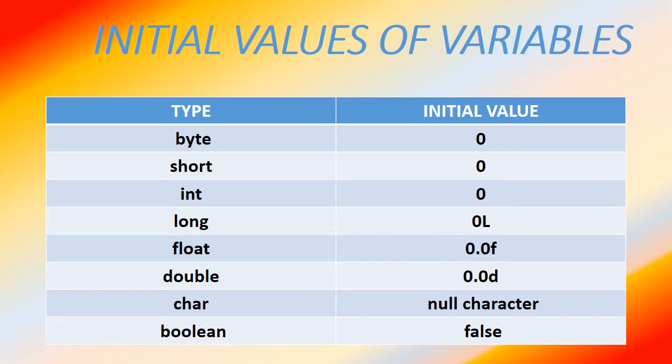Next, if your variable is of long type, it will be initialized by default 0L. 0L means it is an integer but it is a long integer.